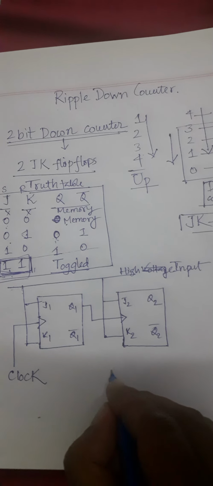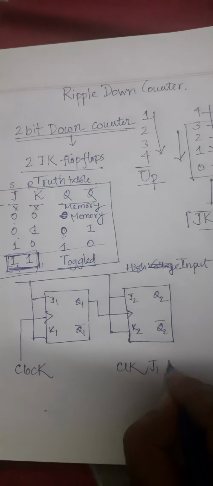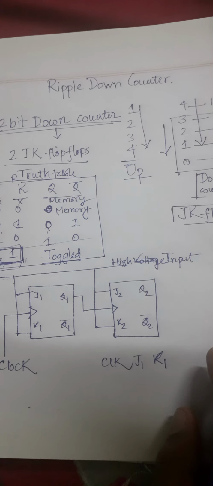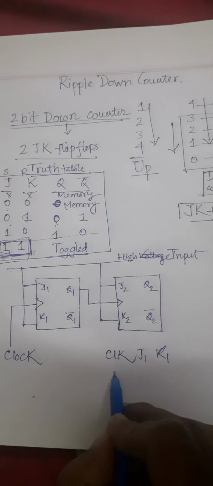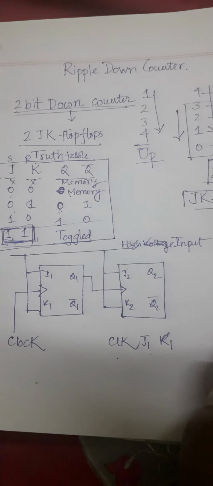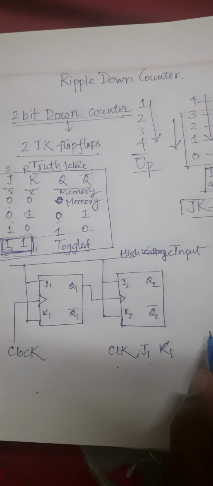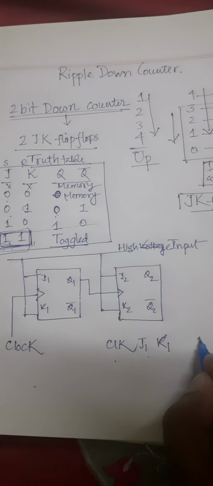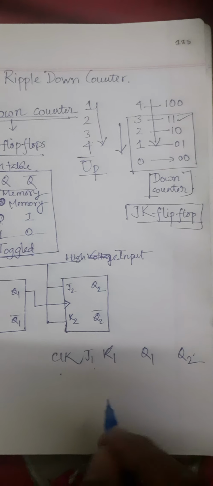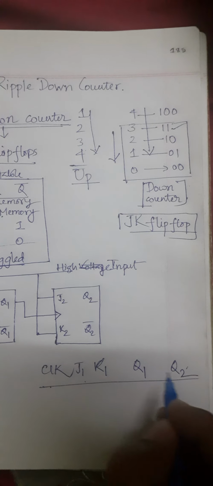So we have this clock pulse, we have J1, we have K1. Fine, we have clock pulse, we have J1, we have K1, and then what? Some sort of output should be there. So then we have Q1, then we have Q2, right?